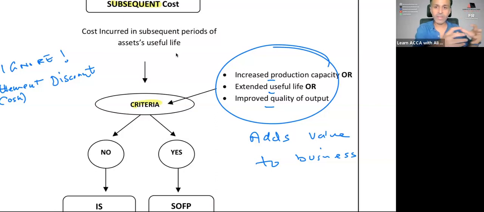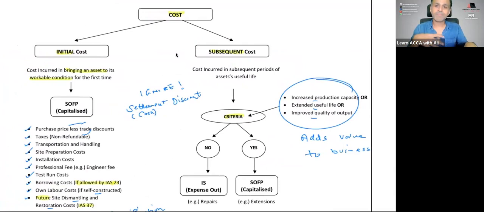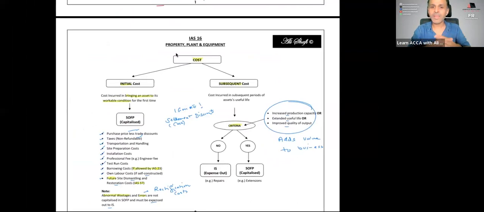Because they have improved the quality of the product, economy class has been improved to premium economy. As a result, they have been able to raise the airfares. So with more airfare, every ticket that they sell will add value to the business. This way, if the subsequent cost brings a benefit to the business, the subsequent cost will be capitalized. That pretty much ends the talk of the subsequent cost in the question itself.